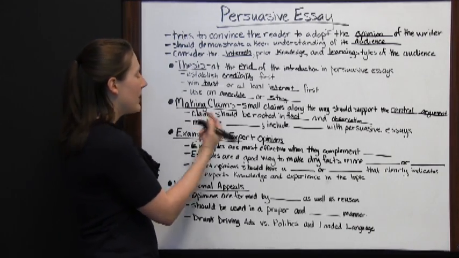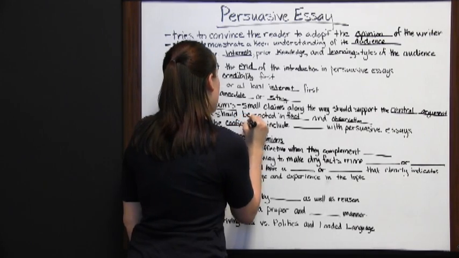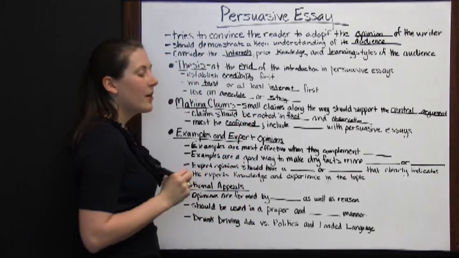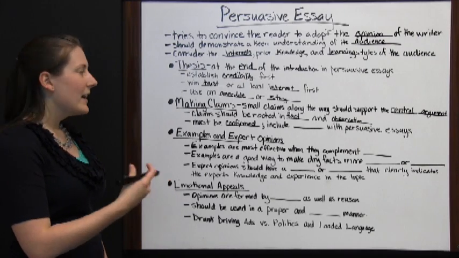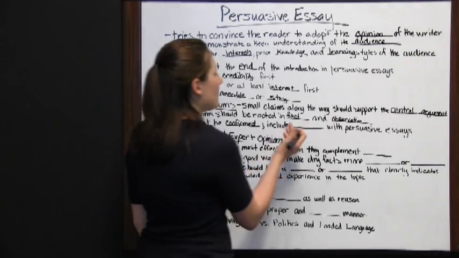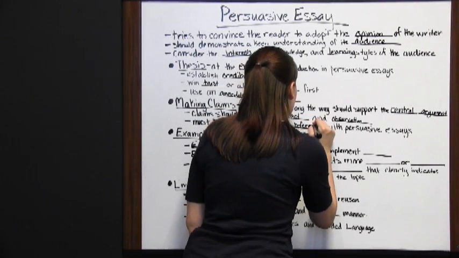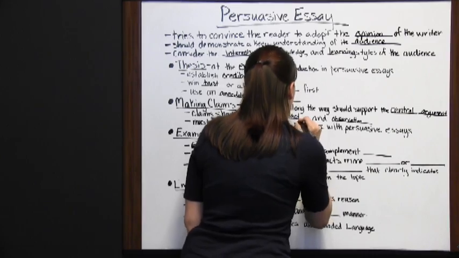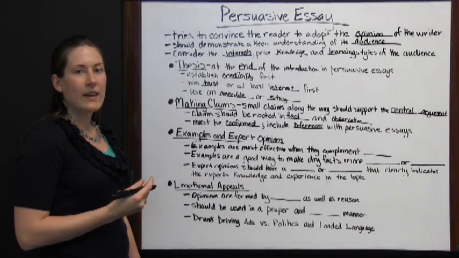And that leads us to this part. Must be confirmed. Any facts that you include, any observations must be confirmable. You must be able to go back and show where you found them, show that it's a true statement. So, with any persuasive essay, include references when possible. Show where you got this information. Don't make the reader go find it.